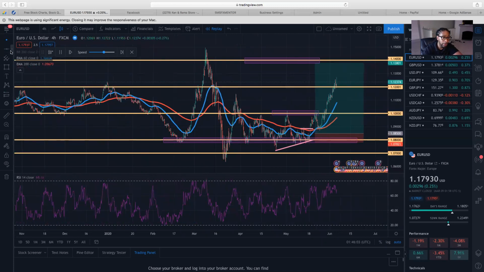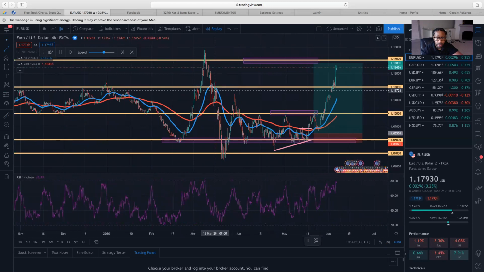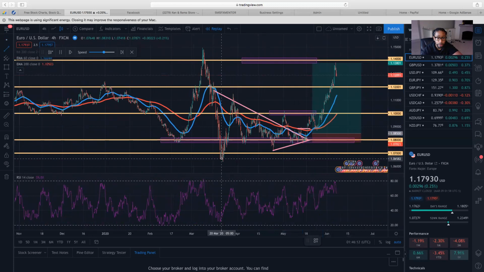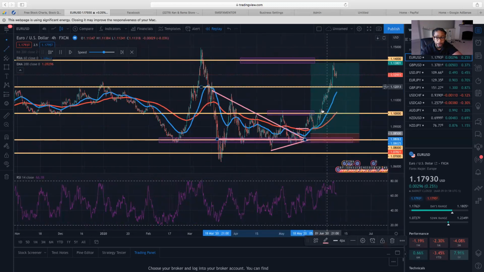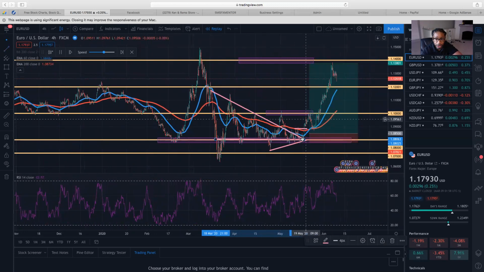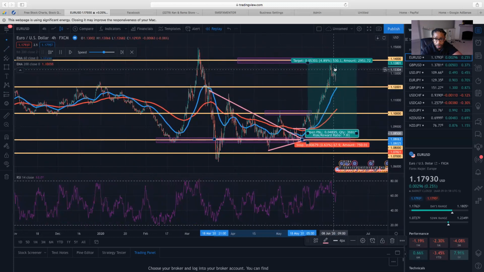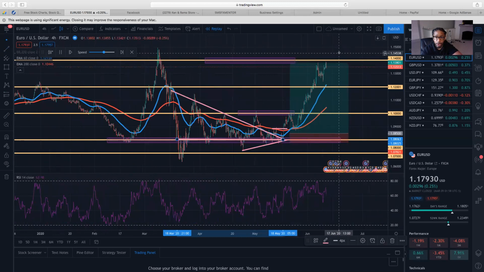But since y'all came this far, I'm going to let y'all know one secret. This right here is a bullish pennant. This is a bullish pennant. Price came, we tested this supply, this demand zone, and look at that. We shooting to the moon.